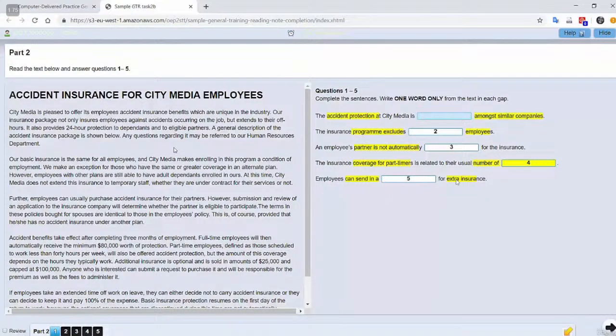Now keep in mind, they're going to use synonym language, so you want to be aware of that. Here in this first one, we see City Media, accident insurance, accident protection, and in the industry. In the industry is a synonym for other companies. So what do they say? City Media is pleased to offer employees accident insurance benefits which are unique in the industry. Unique in the industry. Unique among similar companies.